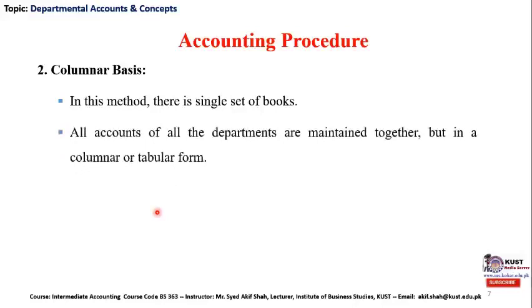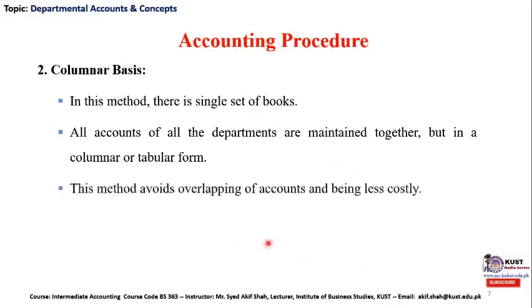Along with that, all accounts of all departments are maintained together but in a columnar or tabular form. Like if the company has 3 departments, then the first column depicts the profit and loss account or trading account of department A, the second column for department B, and the third column for department C. This method avoids overlapping of accounts and is also less costly in comparison to the independent basis.